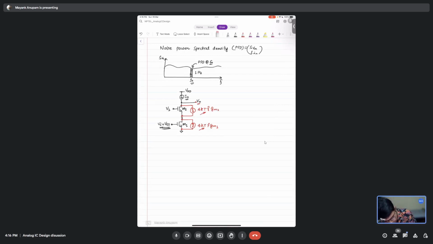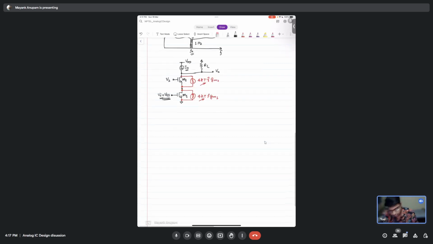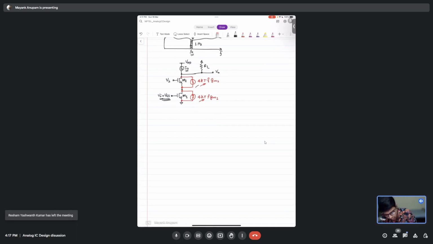Yeah, so let's write it. This is RL. This is VO. Now tell me what will be the output noise voltage because of these two currents. By the way, these currents are small signal currents that I have drawn here. So how will you proceed to find the output noise voltage?